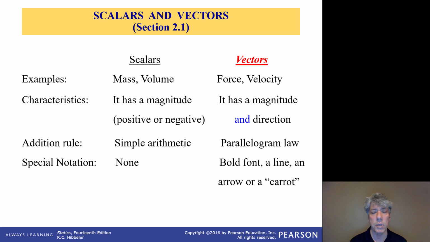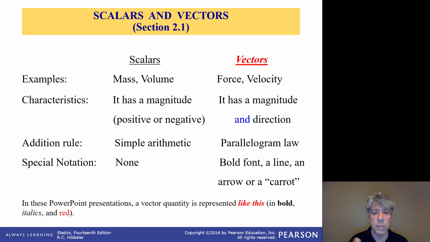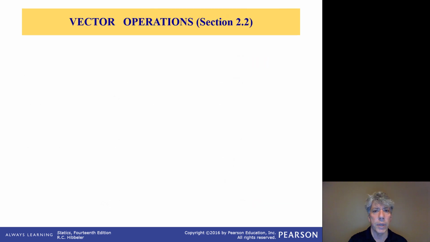So anyway, we need to learn something called the parallelogram law, which I will describe to you, and how we notate vectors. Most of the time what we'll do is use a bold font, or put a line above the vector symbol, or we'll use an arrow or a caret. I'll show you in the context of examples how we indicate vectors. And you'll see in the slides how vectors are indicated. So in these PowerPoint presentations, you'll see a vector represented in italics, bold, red, etc. You'll begin to recognize them. They're pretty easy as we go.